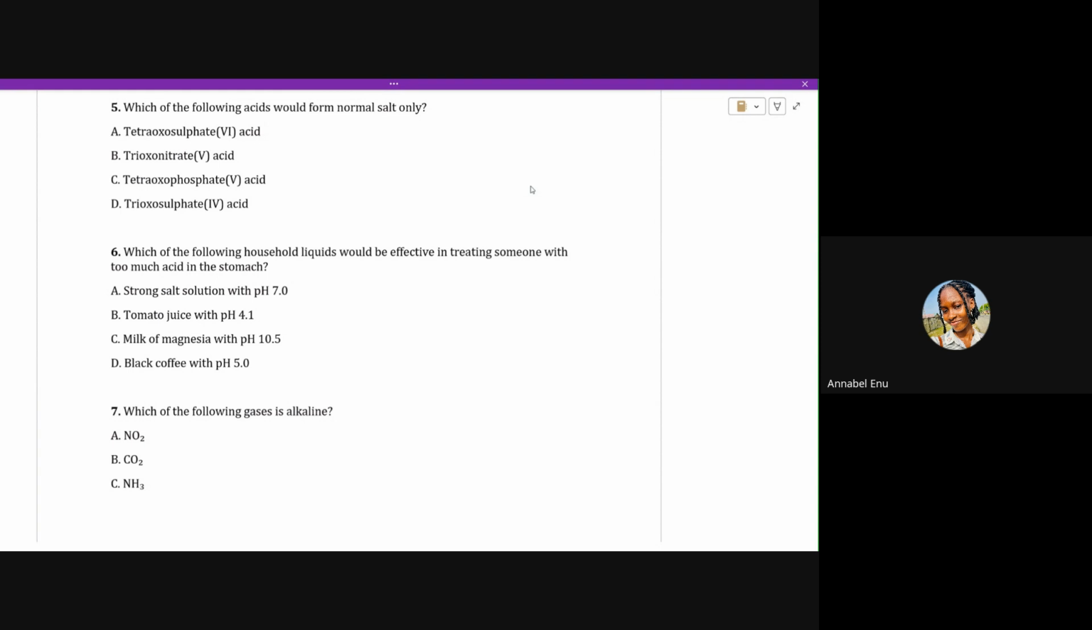I'm asking about question 6. Okay, why do you say C? What is selling the answer to you there? Why is C motivating you? Because it's a base that will neutralize the acid. Yeah, very good. It's a base. You can see the pH of the whole thing is 10, 10.5. The rest of them, the first one is 7, B is 4. So those are base, acid and neutral.